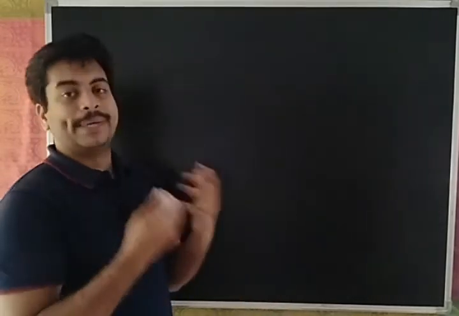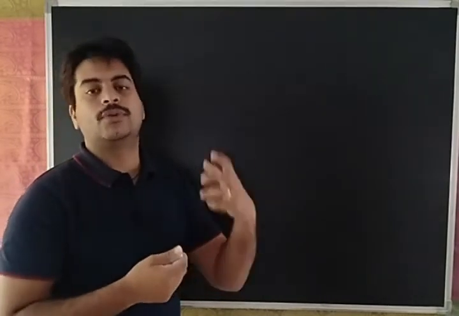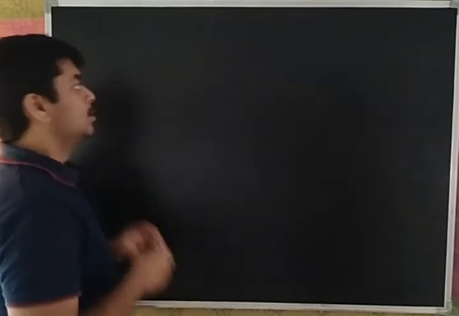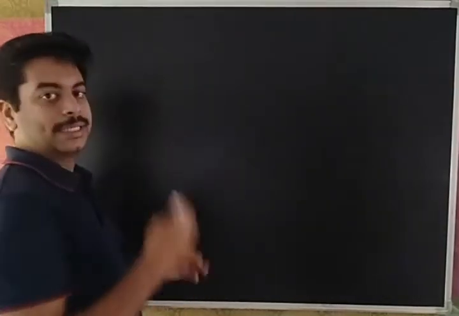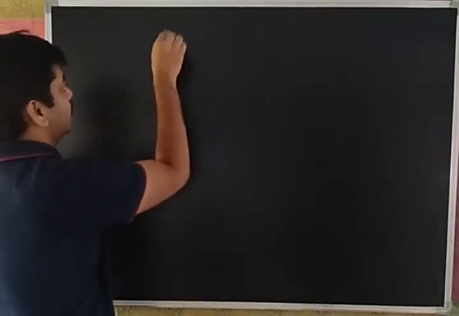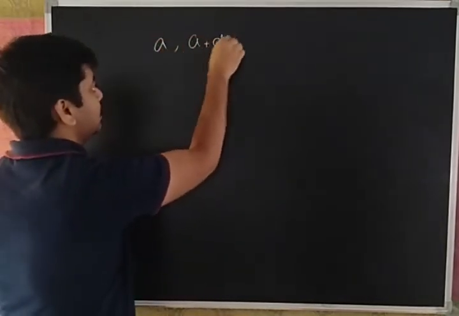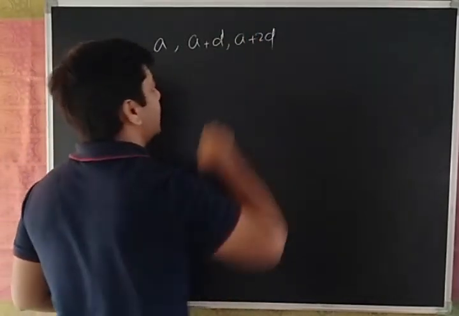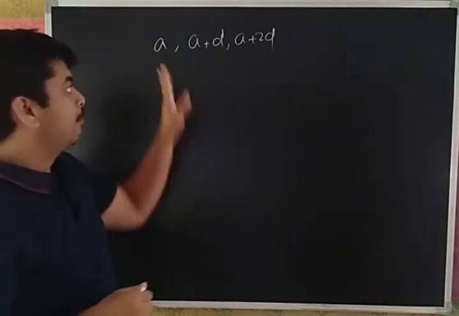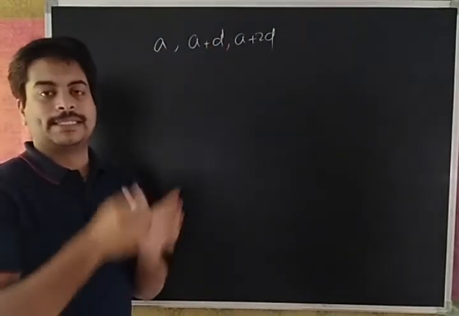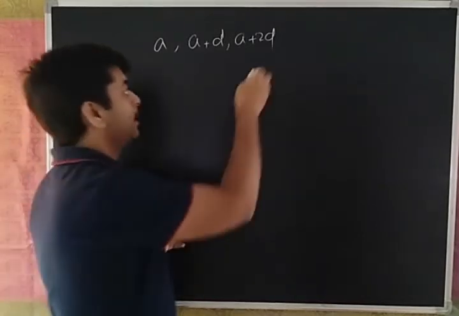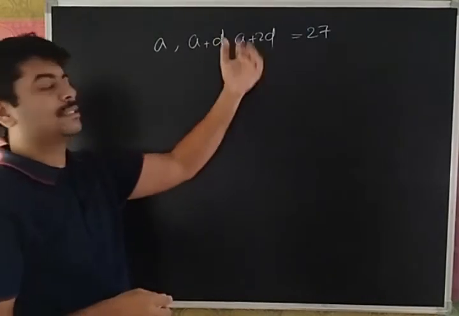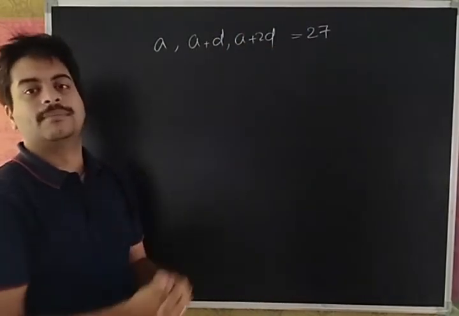Whenever you want to pick or choose a few terms in an AP, say you need to choose three terms, how will you choose? You can write the first term as A, the next term is A plus D, the common difference being added, and the next term is A plus 2D. And the question is given that the sum of three consecutive terms of an AP is 27, and the product of all these terms is something else. So try to find the numbers.